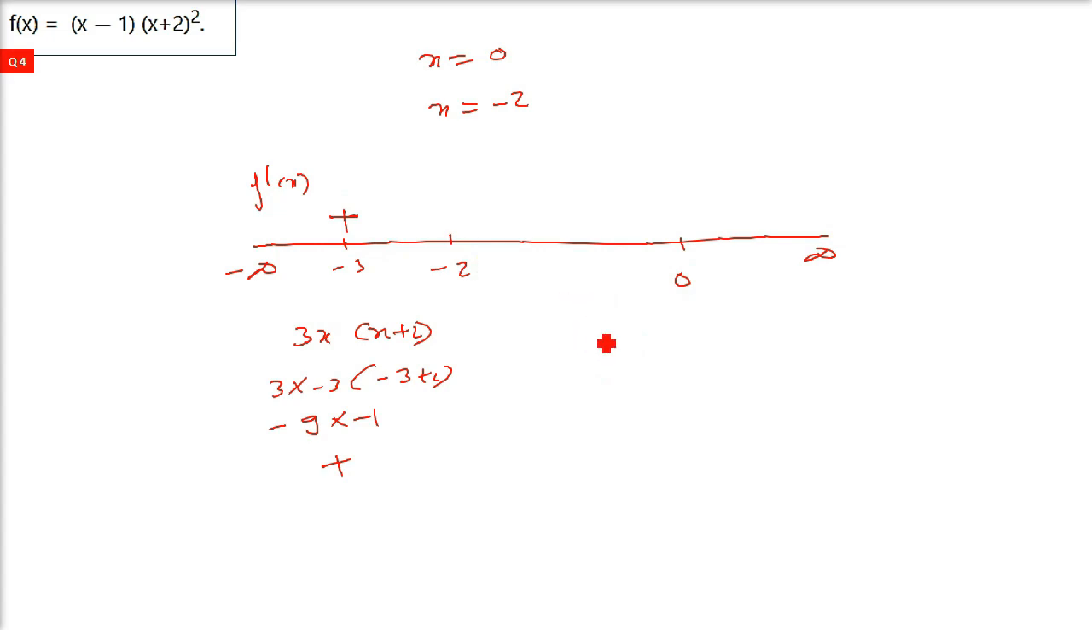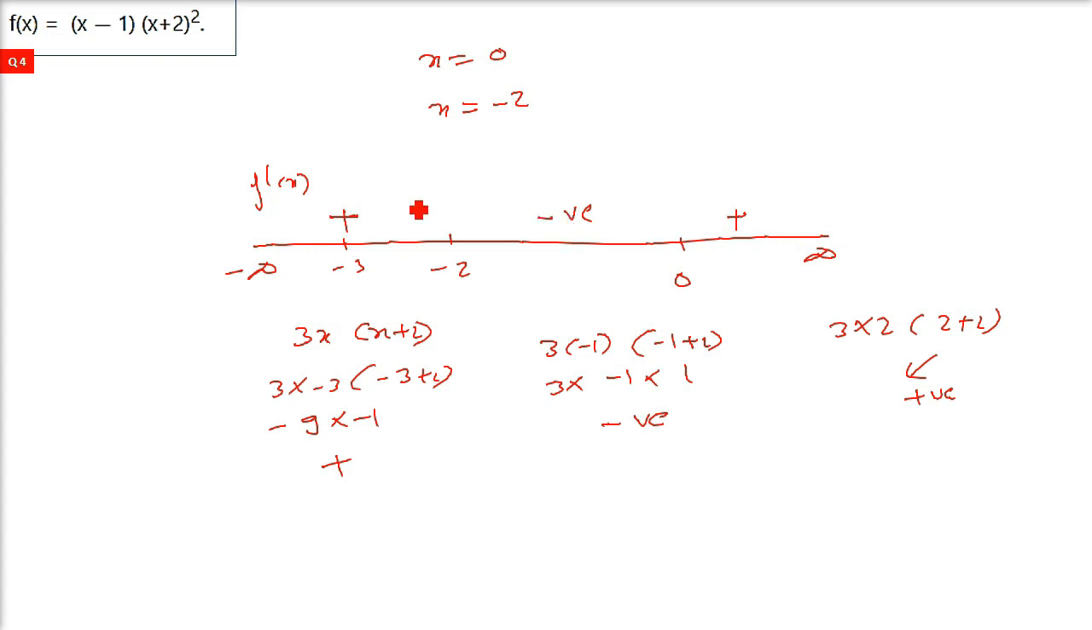What about any value between negative 2 and 0? Just place negative 1, for example. What is the sign of the value you are going to get? You are going to get negative. So this is the negative sign. How about 0 to infinity? Place 2, say, for example. 3 into 2, 2 plus 2. This is very evident. This is going to be positive. Place it positive now.